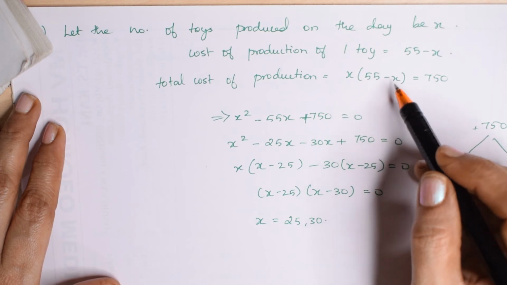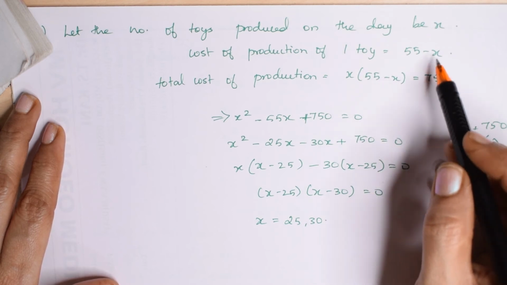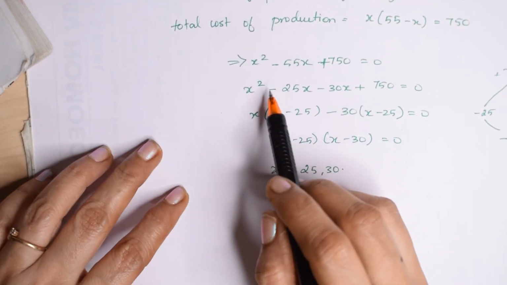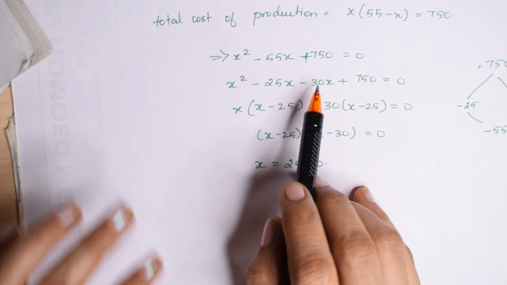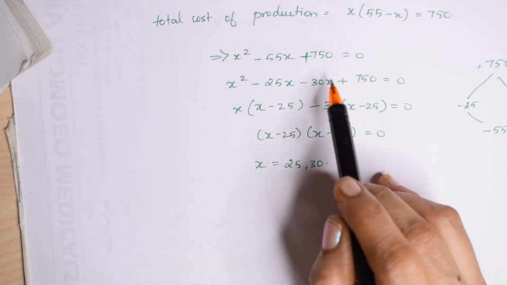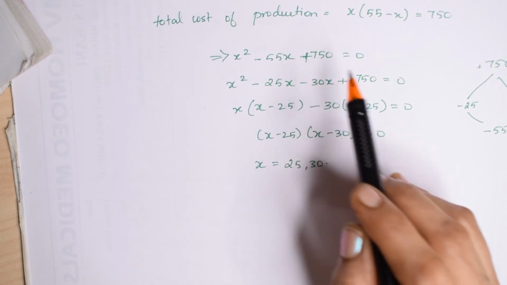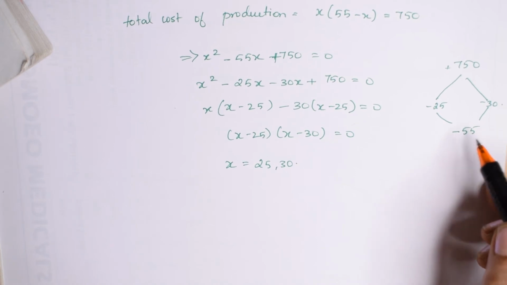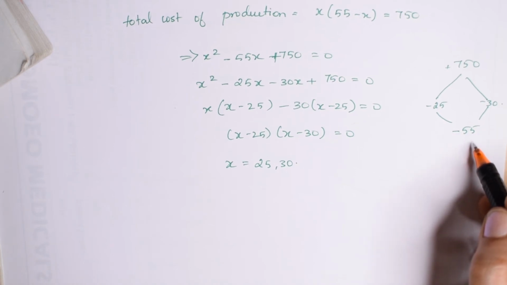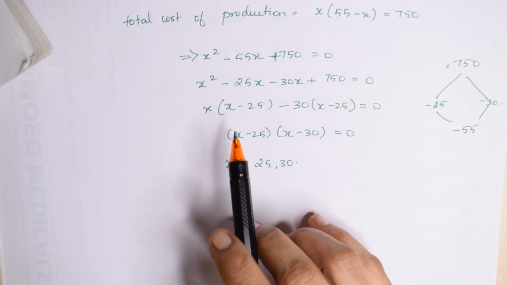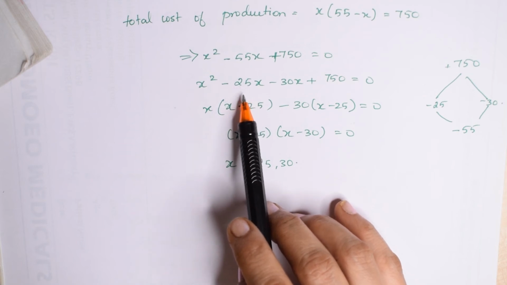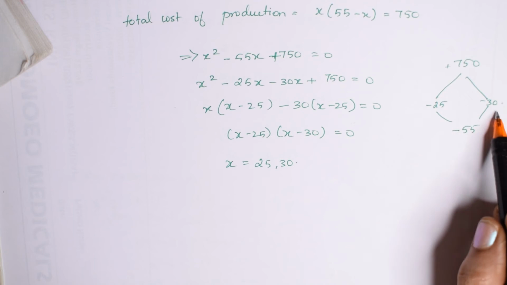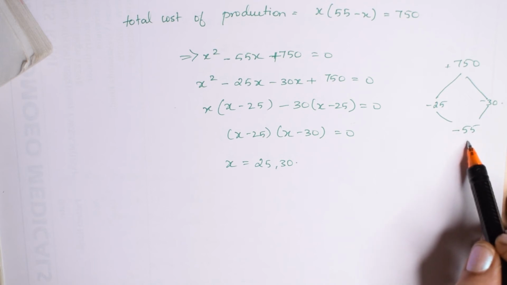The total cost of the production is equal to 750. So we have to multiply x into 55 minus x. When I multiply, I get this equation. Now I am forming the quadratic equation. The product of the two terms should be 750. The sum of the two terms should be minus 55. Okay. Then when I split, I get minus 25 and minus 30 because the product is plus, so both the numbers are minus, only then I can sum it up as minus 55.